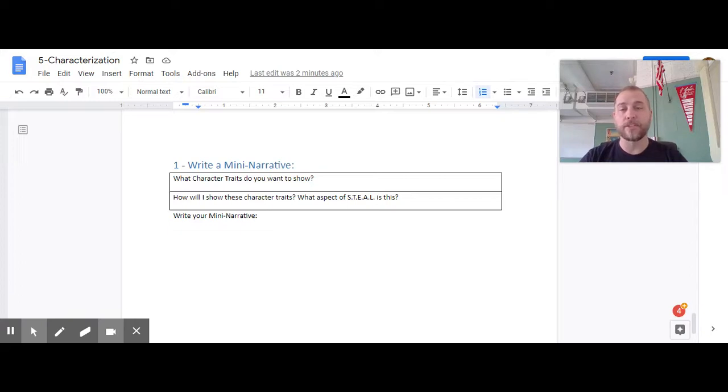Show me through their speech. Show me through their thoughts. Show me through their effects on others, through their actions, and through their looks. Okay? And I'm going to check to make sure you've done this because I want to see that you've highlighted it in your mini narrative. And so if you go back to highlight it and you can't find it, it might be because you don't have it. So you might need to write more in your story.